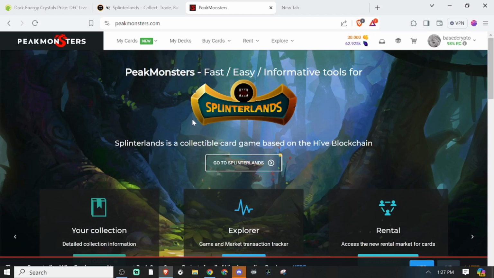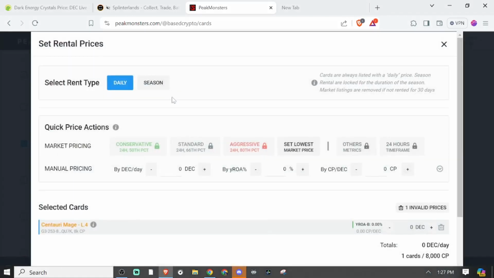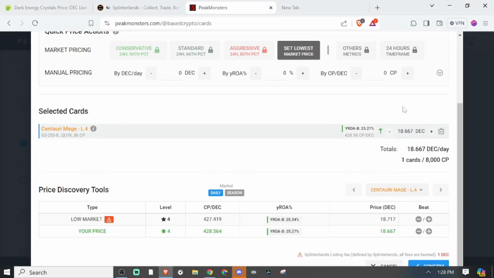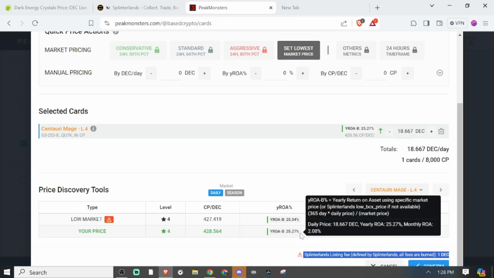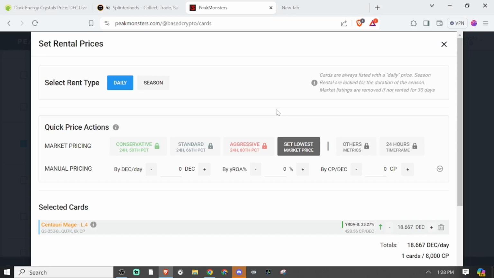It looks like I was going to put my Century Mage up here for rent. We go over here, we press rent. We go here, I press set to lowest. So the lowest one is 18.66 DEC a day, one card, and the Splinterlands listing fee defined by Splinterlands, all fees are burned, one DEC. It would just cost one DEC for me to put a card up for rent, and here I can possibly earn, I suppose, a 25.27% yearly return on this card for just posting it up here for one DEC a day if somebody decided to rent this card out. Of course, the low fees in PeakMonsters.com are amazing, and it is the final reason why I love using PeakMonsters.com.